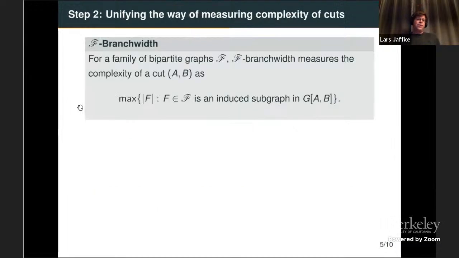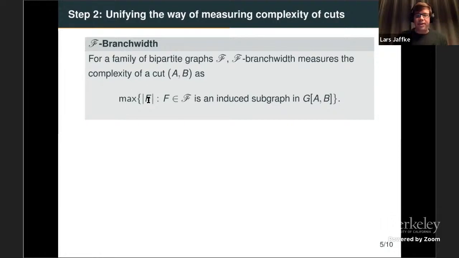And the way we do it is as follows. We basically consider a family of bipartite graphs F, and then the corresponding F branch width counts in every cut what is the largest size of any graph that appears as an induced subgraph across the cut that is contained in your family F. Okay, so now you have this width parameter, and for every new graph family F, you get some new width measure, but you can see that they're all defined in the same way.